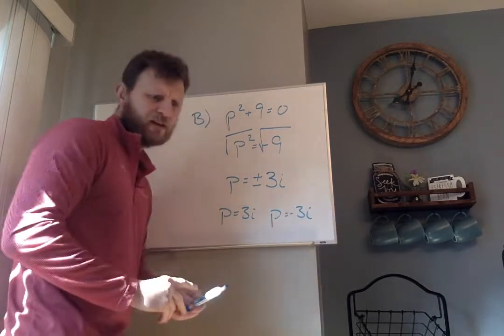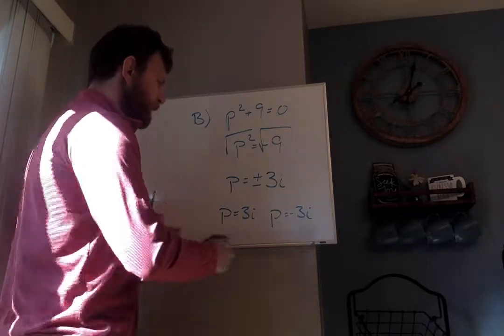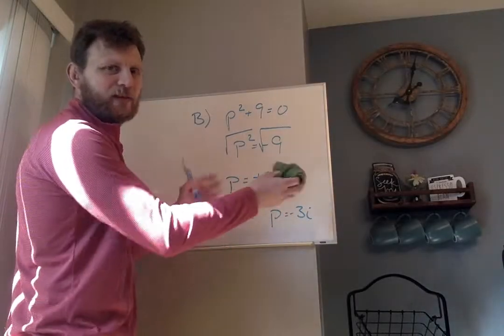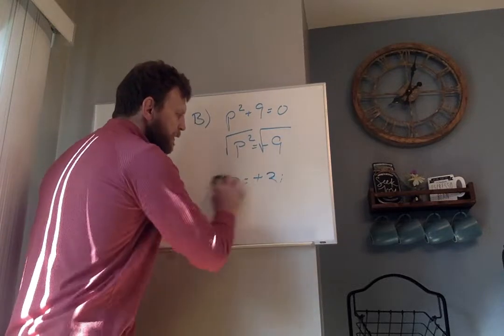All right, at this point, if my answer is like this, I'm just going to leave it as p equals plus or minus 3i, like this step here, okay?